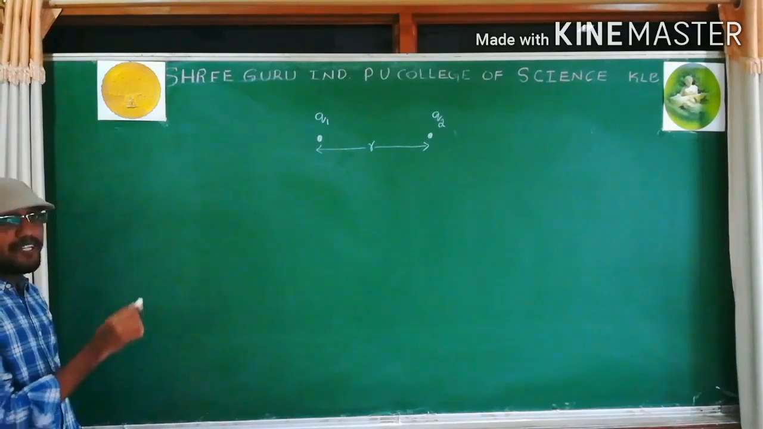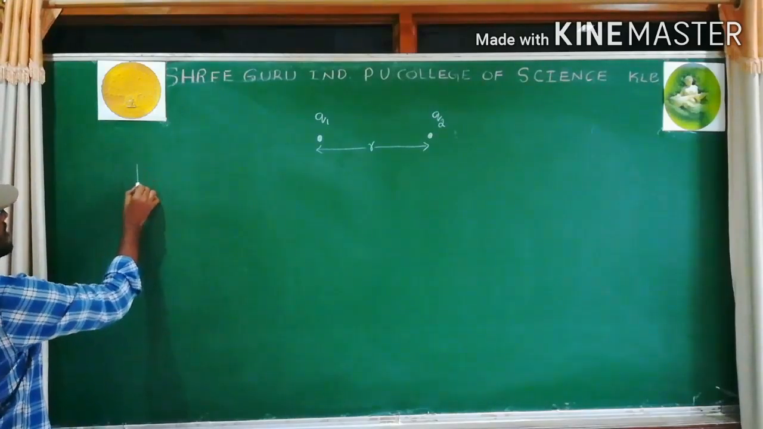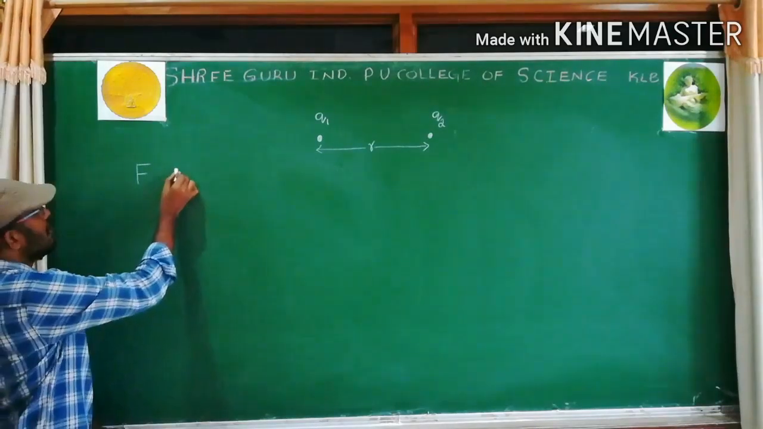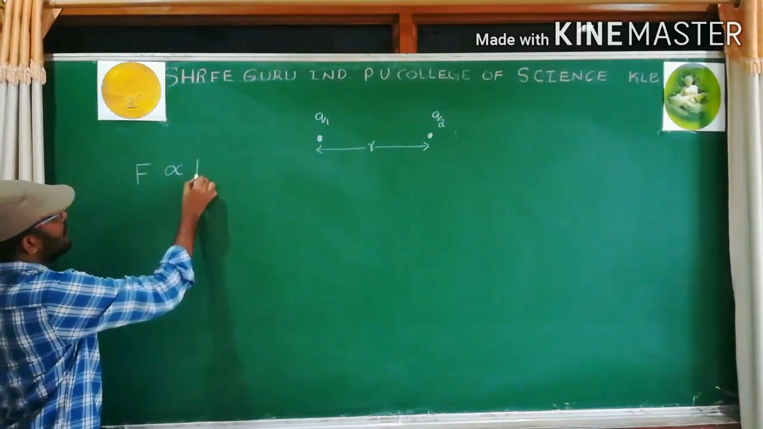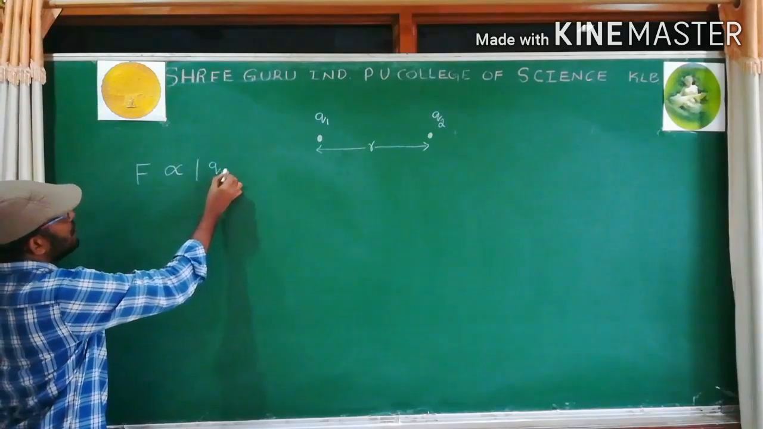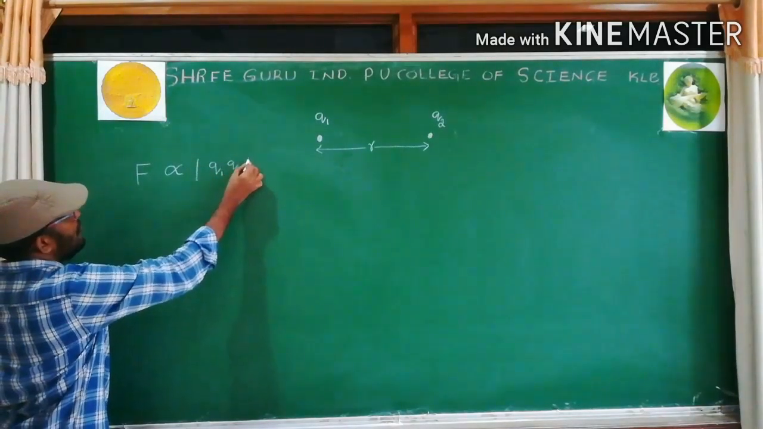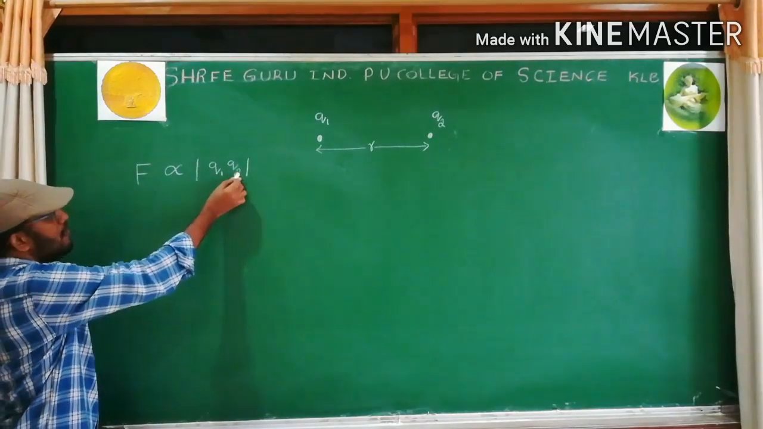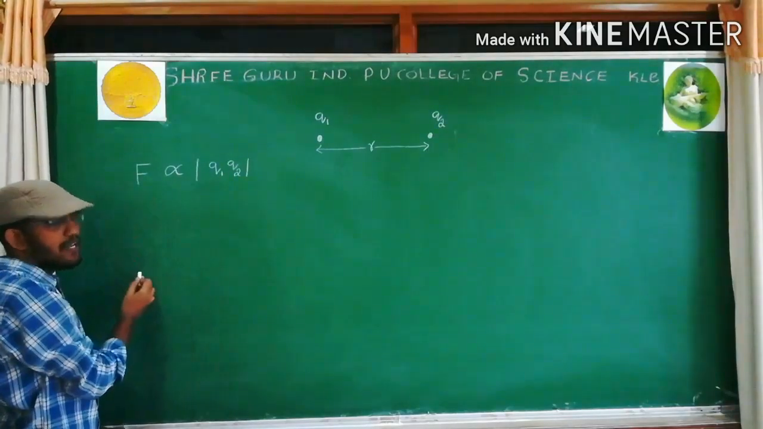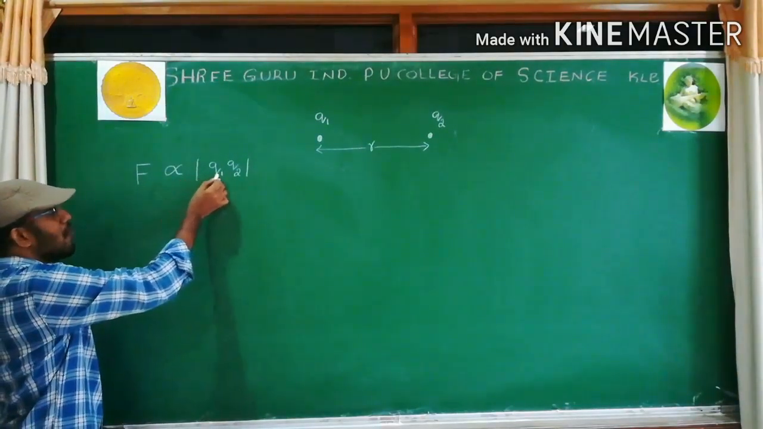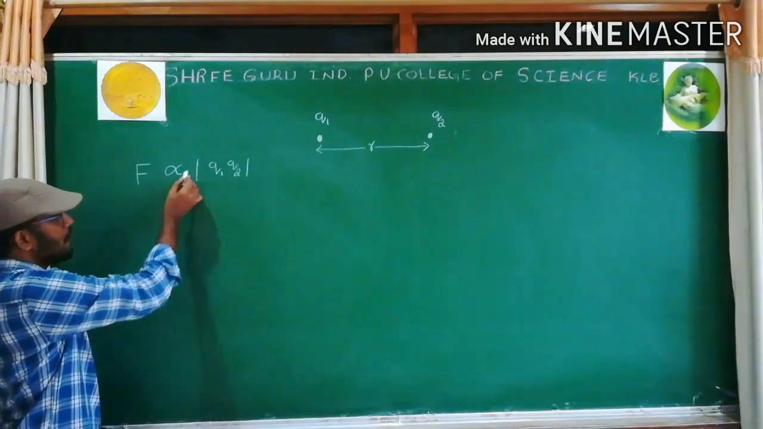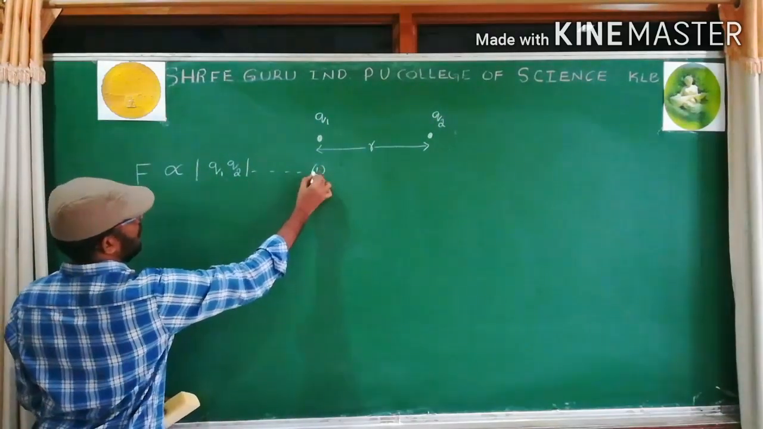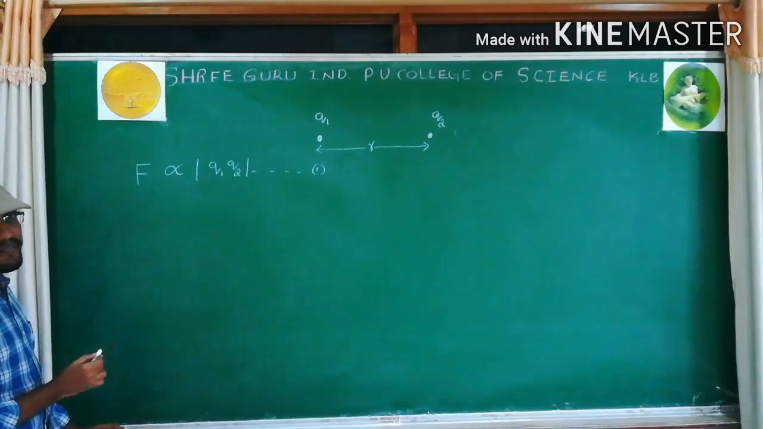So according to Coulomb's law, the electrostatic force between these two charges Q1 and Q2 is directly proportional to the magnitude of Q1 into Q2. It means that the electrostatic force between Q1 and Q2 is directly proportional to the product of the magnitudes of these two charges. So F is proportional to modulus of Q1 into Q2. This is equation 1. And another part is there in Coulomb's law.